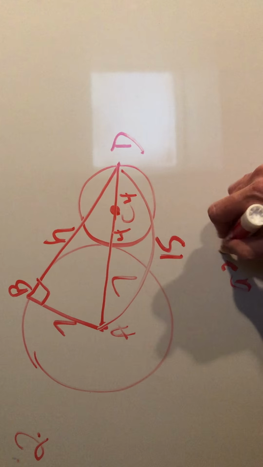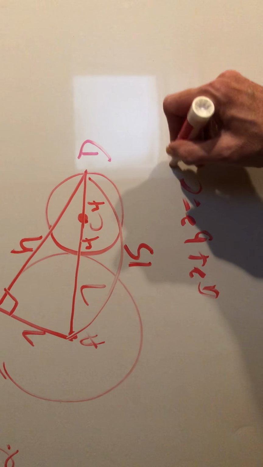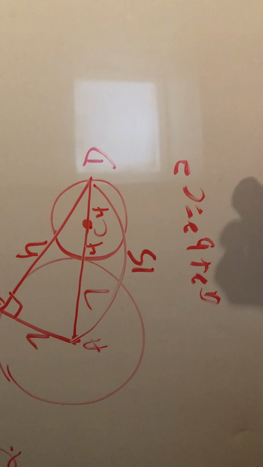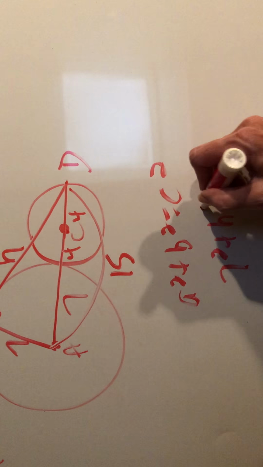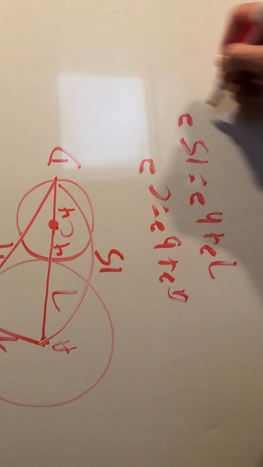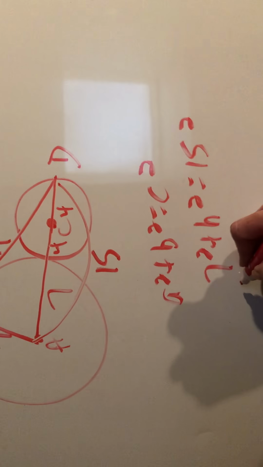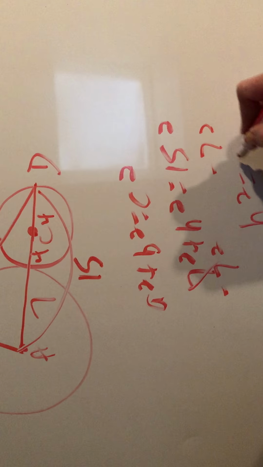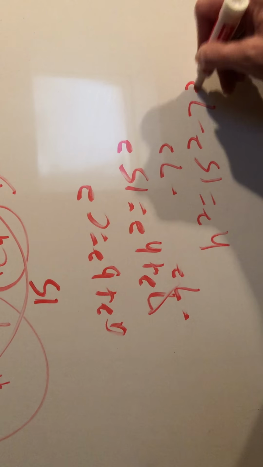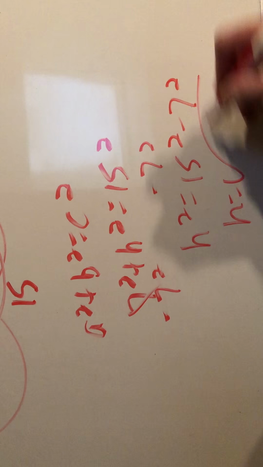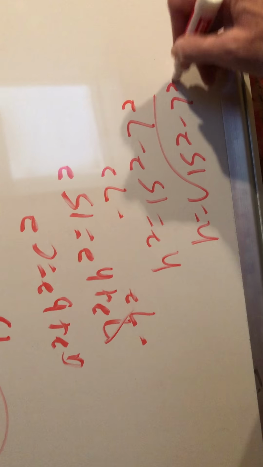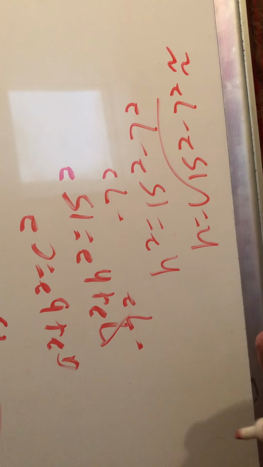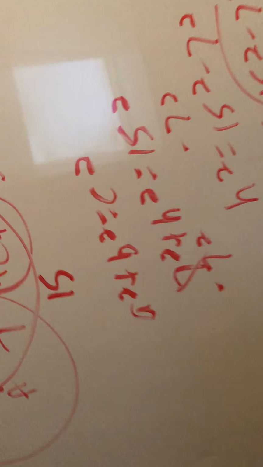So you're going to use a squared plus b squared equals c squared. So you're going to have 7 squared plus h squared equals 15 squared. And then you're going to subtract 7 squared. So h squared equals 15 squared minus 7 squared. And then you just need to take the square root of that. Round it to 2 decimal places.